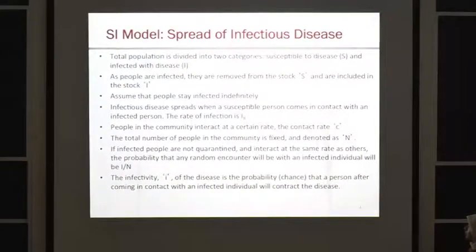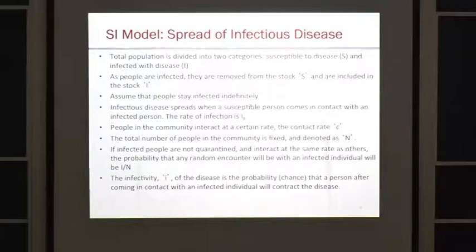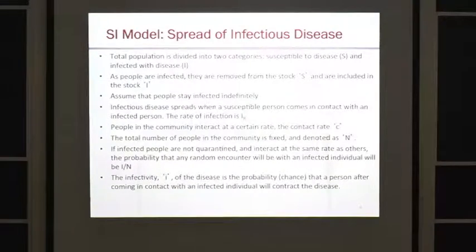The people who are infected are removed over time from the stock S and are included in the stock I. All right. So in a stock and flow diagram, how does this look? It looks something like this. So you have a stock S, and it drains out with some type of infection rate, which is then filling the stock of infected people. Okay. Essentially, that's what's happening in this model.